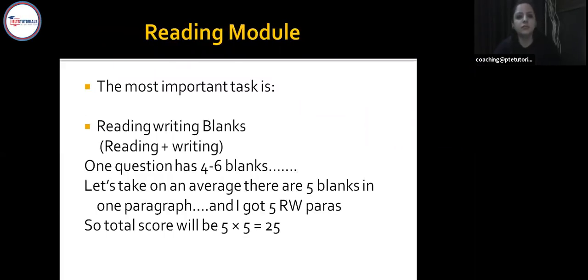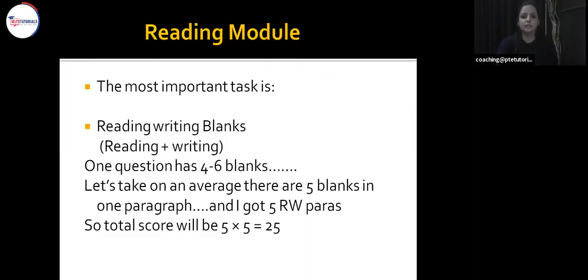Next is our reading module. The most important task in the reading module is reading and writing blanks. Why am I saying this? Again, in your reading module, only this particular task, reading and writing blanks, has 2 module scores. One is reading, another is writing. One question has on an average 4 to 6 blanks. And I have taken an average here that there will be, suppose, 5 blanks in one paragraph. And I got 5 reading and writing paragraphs. In that case, total score will be 5 fives are 25.